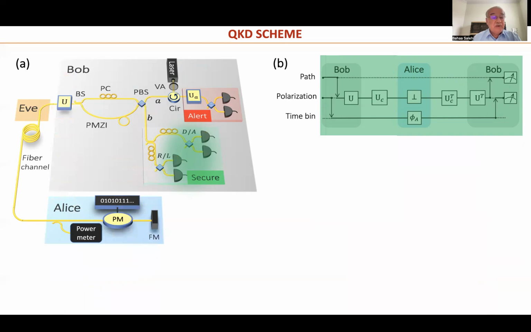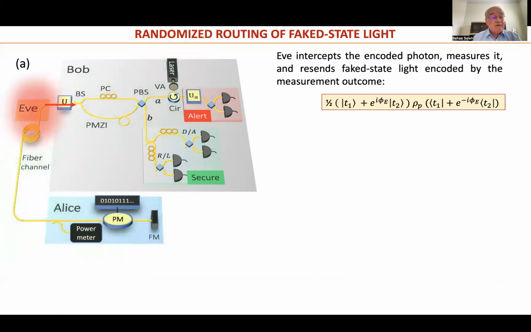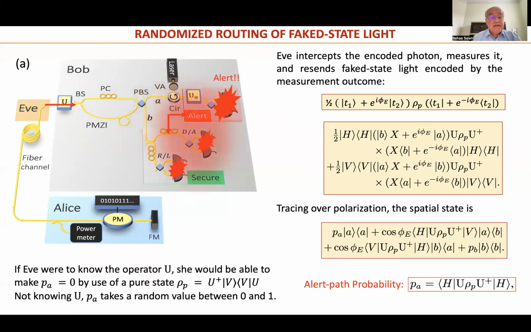So let's see what Eve might do. Well, Eve intercepts the photon coming back from Alice, and knowing the system, she would detect and resend the photons in the time bin state and elect some polarization that she really doesn't know. It goes through the system, but because it passes through the randomizer, it is no longer directed fully in the downward path, which we call the secure path, but it can also go to the alert path up there and gives an alert that the system has been tampered with. This is the basic idea.